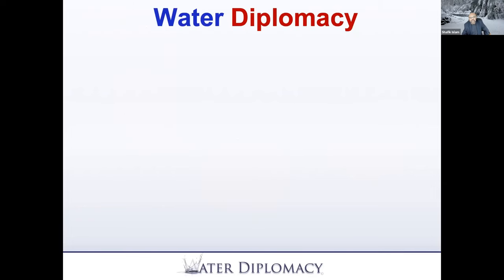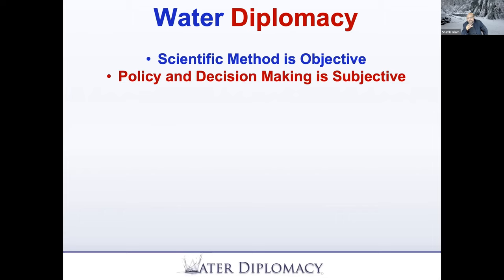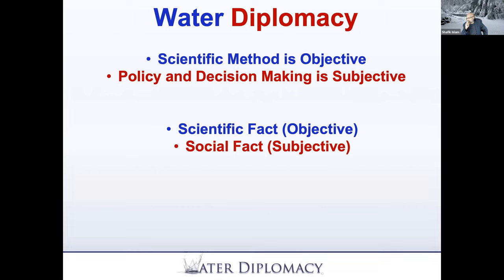So what is water diplomacy then? The scientific method, I'll say in general, is objective. We'll talk about it a little more closely. Policy and decision making is subjective. Whether you like it or not, that's what it is. Whether your political bias is Biden versus Trump administration, you're seeing that in policy making and decision making. So this is going to be subjective whether we like it or not. Then we're saying scientific facts are objective. There are nuances that we don't want to get into right now. Social facts are subjective. So I'm making a sharp distinction between these two things.